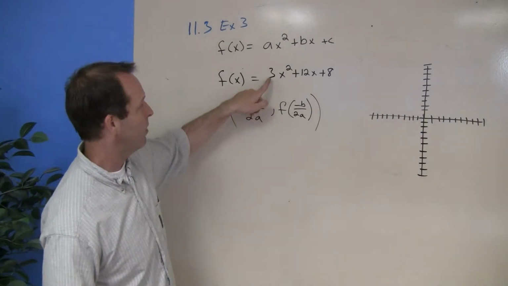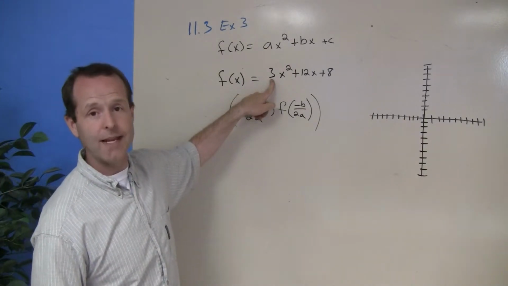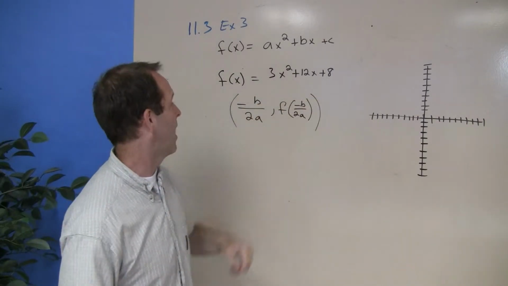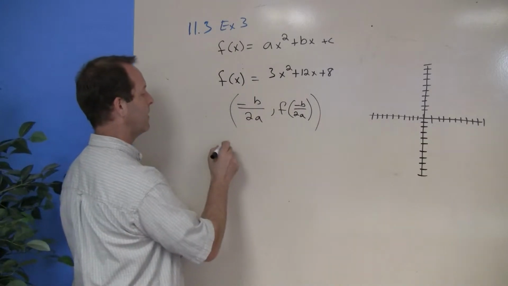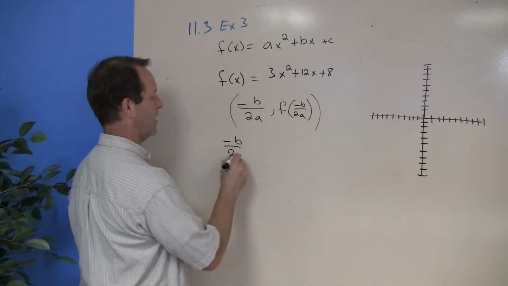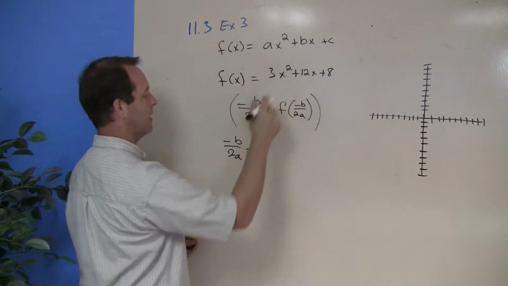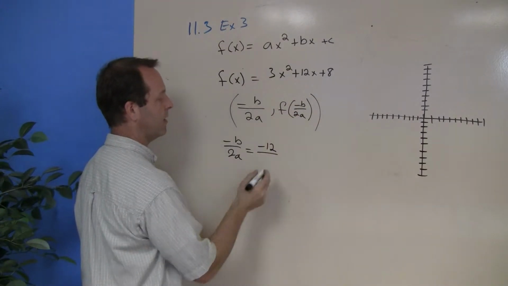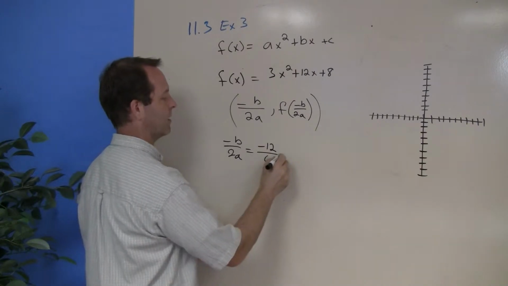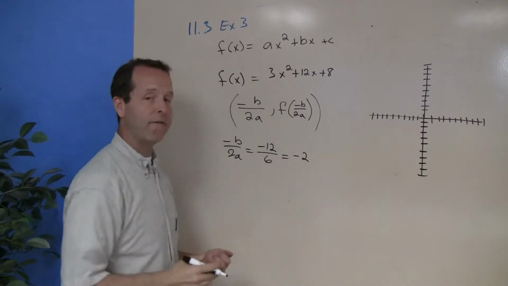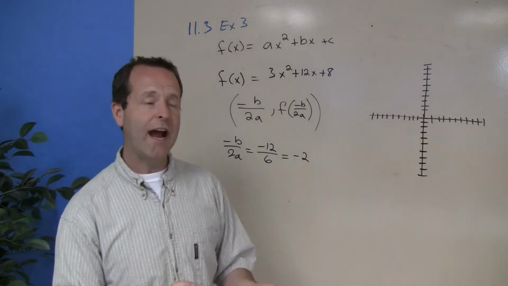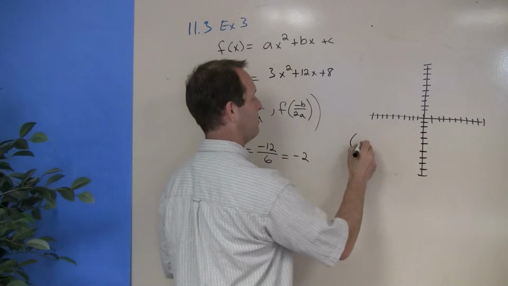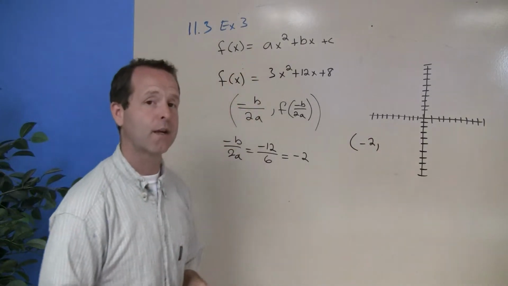So if I look at my example, I have a 3 in the a spot, a 12 in the b spot, and an 8 in the c spot. So to find out what negative b over 2a is, negative b gives me a negative 12 over 2 times a, 3, gives me a 2 times a 3, which is a 6. And so my vertex has a value of negative 2 on its x component. So I'm going to just put down negative 2 in that x component.